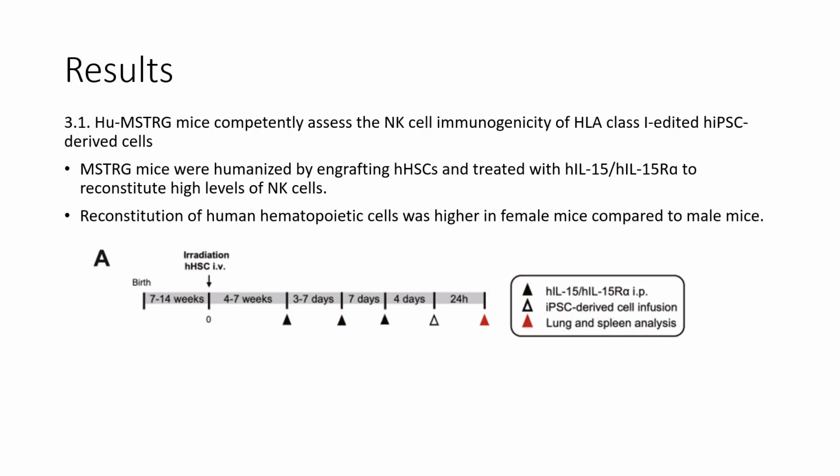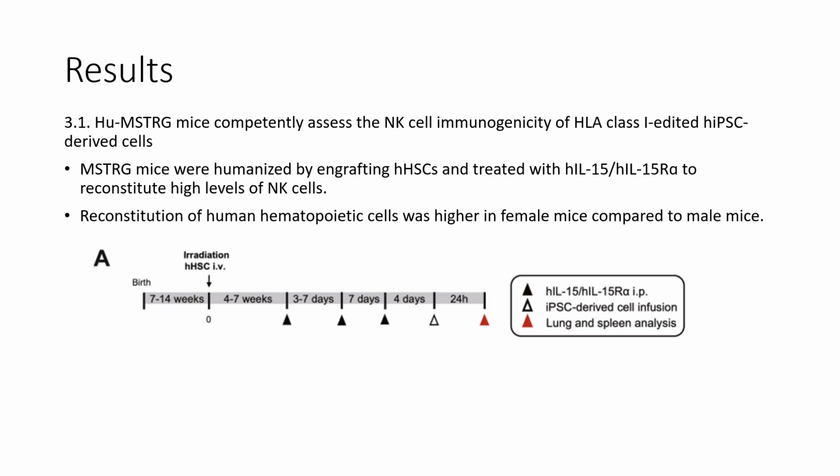Results. Human MSTRG mice competently assess the NK cell immunogenicity of HLA class I edited HiPSC-derived cells. MSTRG mice were humanized by engrafting HHSC and treated with rhIL-15 and IL-15R alpha to reconstitute high levels of NK cells. Reconstitution of human hematopoietic cells was higher in female mice compared to male mice.